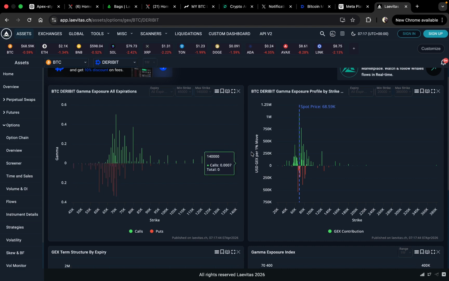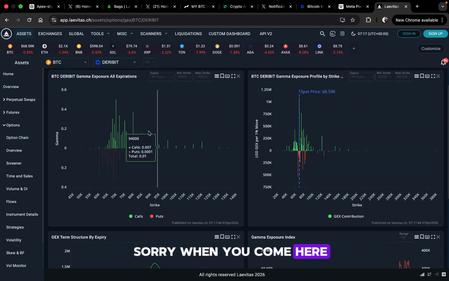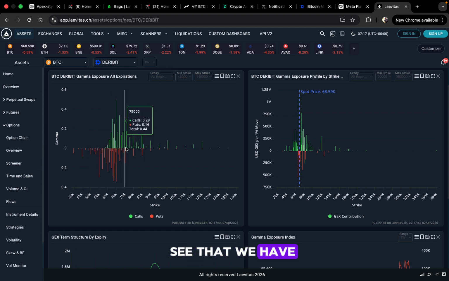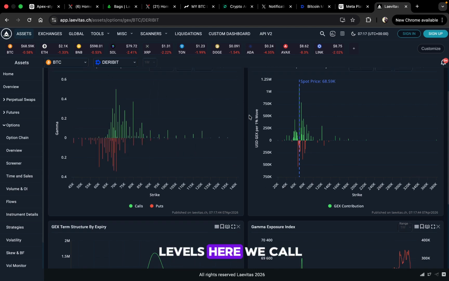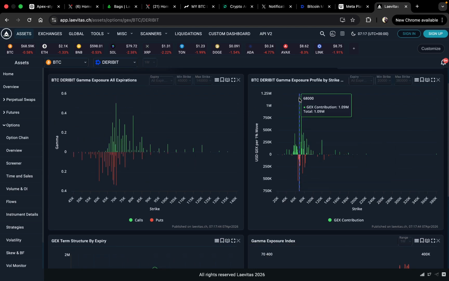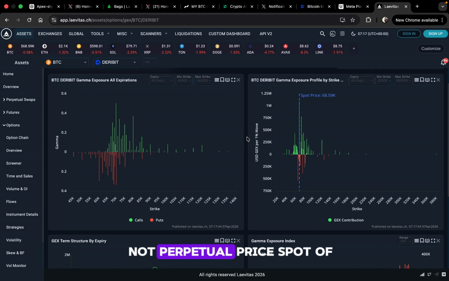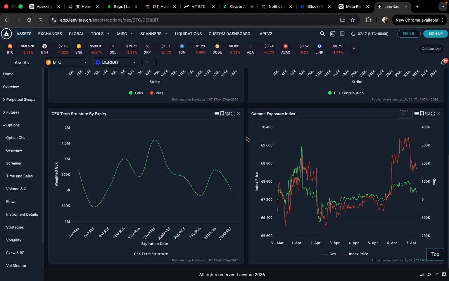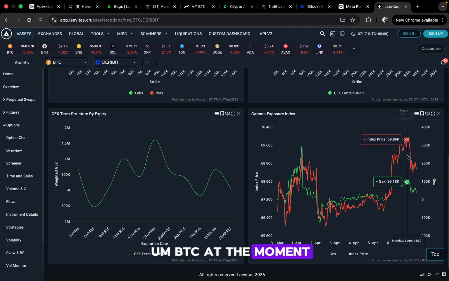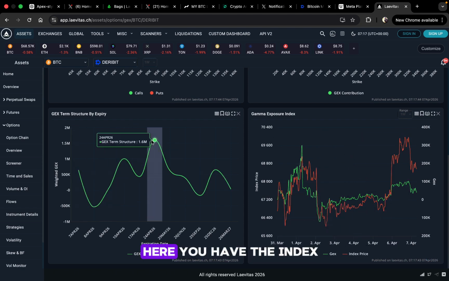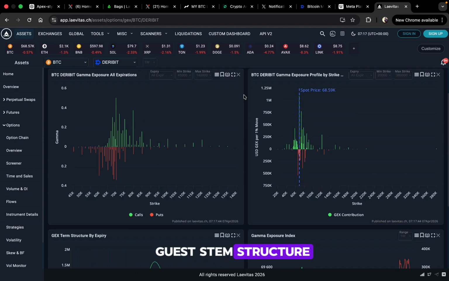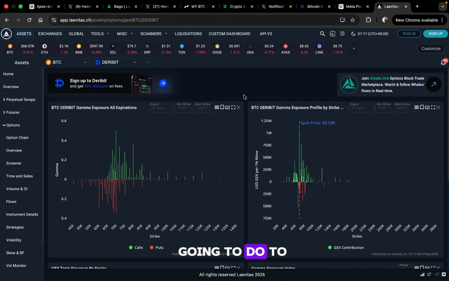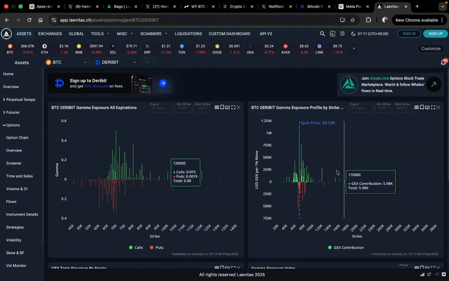When you come here, you are going to see that we have some levels here. We call it gamma. This is called gamma exposure. Now we have the strike price. Strike price is the current spot price, not perpetual price, spot of BTC at the moment. Then you have the index. Then you have the term structure. Now, what are you going to do to know the pressure that's going to come from market makers through this place?